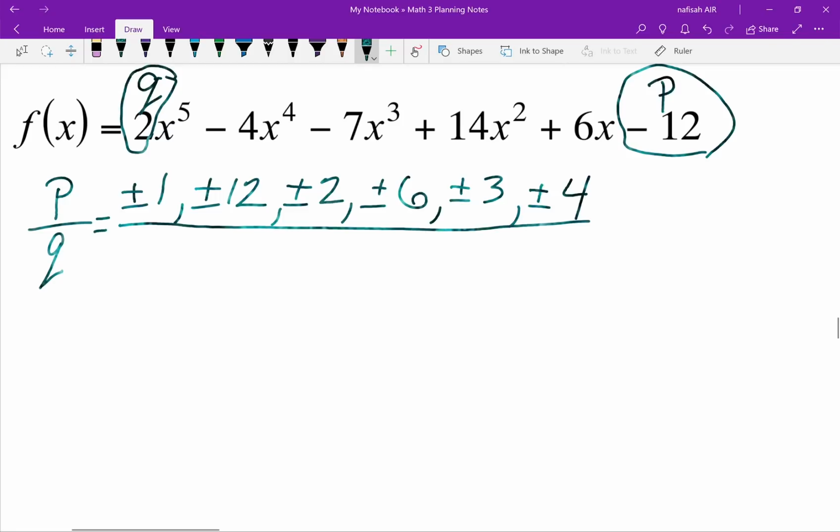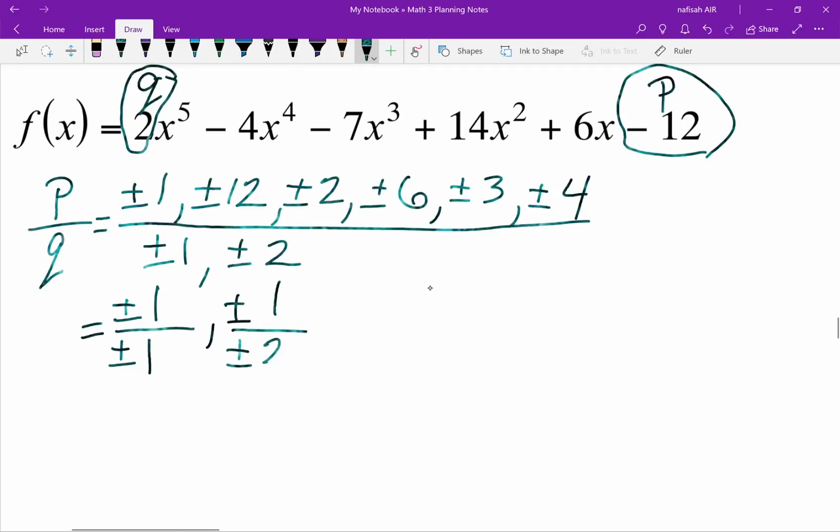All of the factors of Q, so all of the factors of 2, I can only multiply 1 and 2 together. So those are all of the factors of Q. So now that I've found all the factors of P and I've divided them by all the factors of Q, I'm going to separate them into rational numbers. So basically whole numbers and fractions. I'm going to take every P and I'm going to divide it by every Q. So my first P is plus or minus 1. I'm going to divide it by plus or minus 1. Then I'm going to take that same plus or minus 1 and divide it by plus or minus 2.